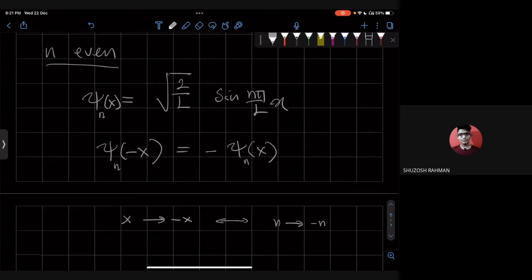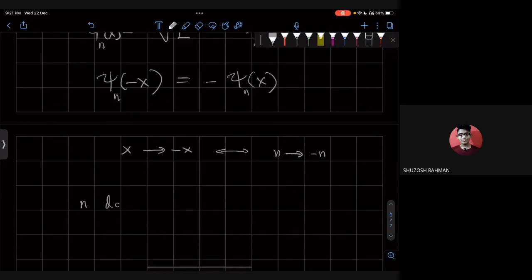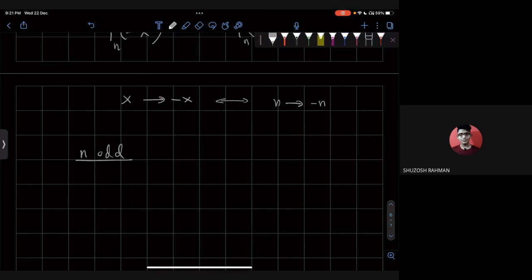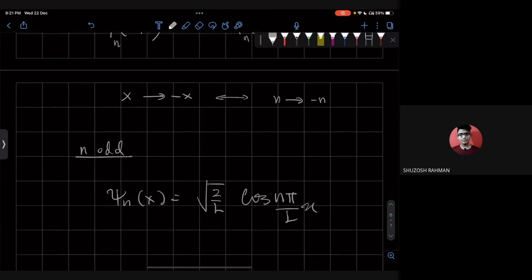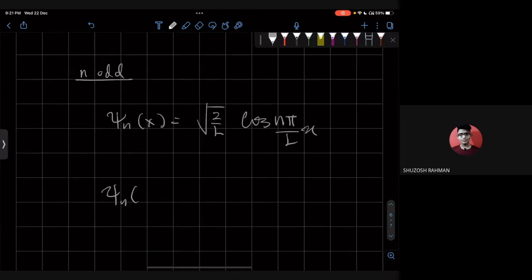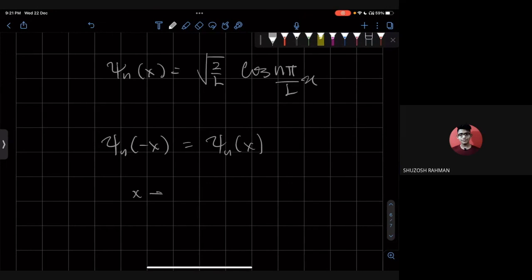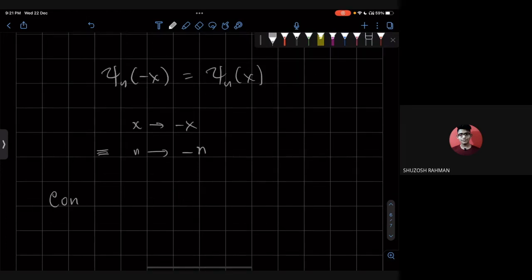And similarly for n odd, we see the same thing. Psi n of x is square root of 2 by L, and then we have, say, cosine of n pi over L times x. And here, psi n of minus x is equal to psi n of x. And here we also see that replacing x by minus x is equivalent to changing n by minus n.